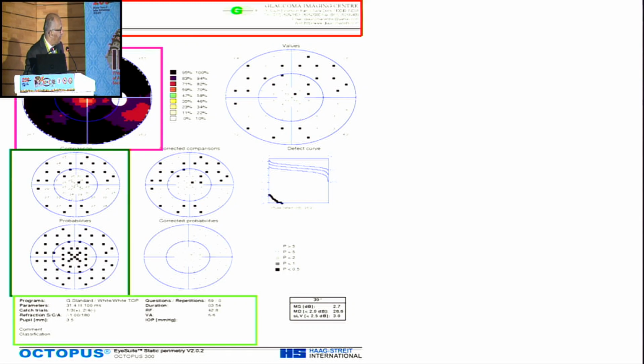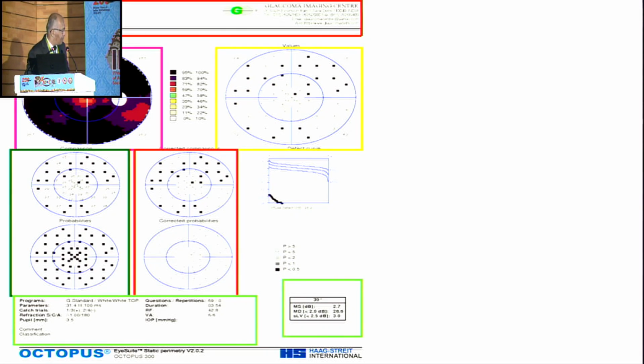You take a look at the generalized depression. Fortunately, there's no focal loss. Look at the raw data. The global indices are -26 here, and the Bebie curve implies that there's a significant reduction. So again, if you're thinking in terms of a glaucoma change, you would expect changes at the superior pole and the inferior pole of the disc.